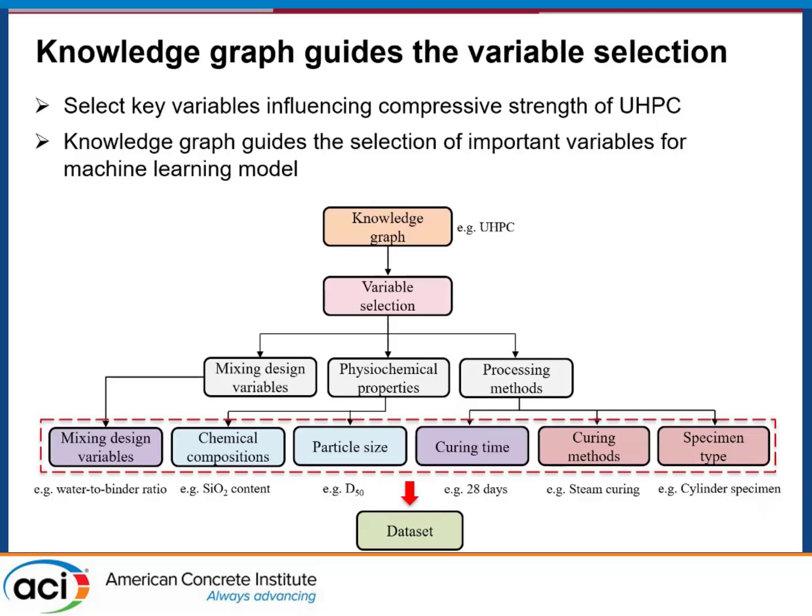If we consider predicting the compressive strength of concrete, we know that there are many, many design variables that we should consider. But if we created such a knowledge graph by experts, we know what the key parameters affecting the compressive strength are. So here, we should consider the mixture design variables, physical and chemical properties, and processing methods. So that helps us to select the important variables for the machine learning models.